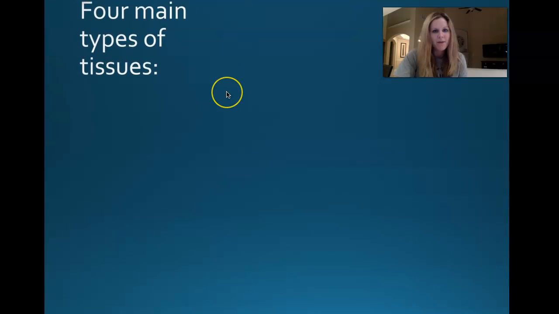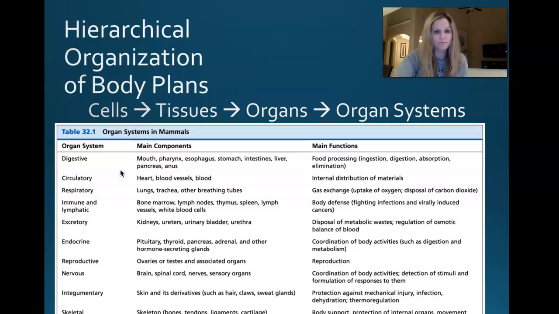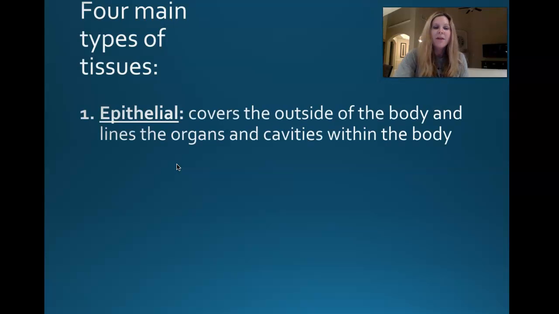There are 4 main types of tissues that make up all of the organ systems. I'm sorry, I thought I heard a child getting up. They may actually come down here. We have 4 different types of tissues that make up our organ systems.